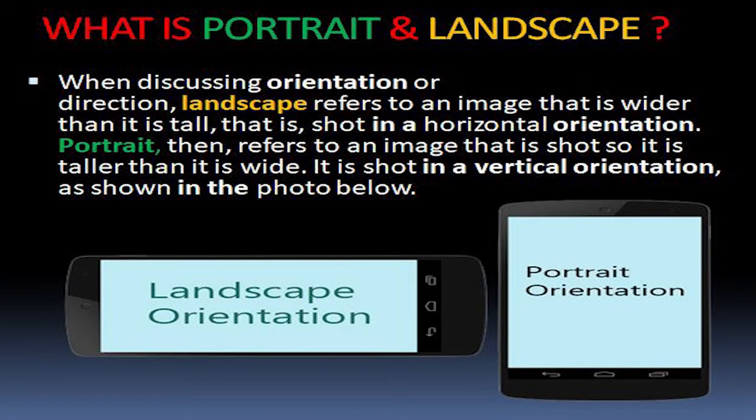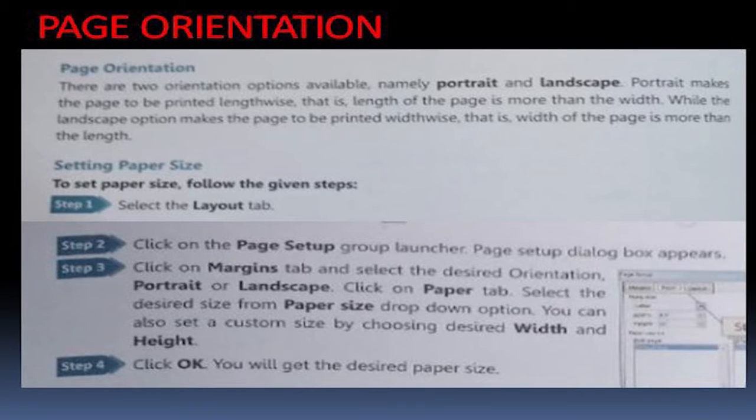You can see the below images for better understanding. See here, one mobile is in horizontal direction, that is called landscape orientation. One phone is in vertical direction, that is called portrait orientation. Page orientation: there are two orientation options. Just now we discussed, one is portrait and the next one is landscape.